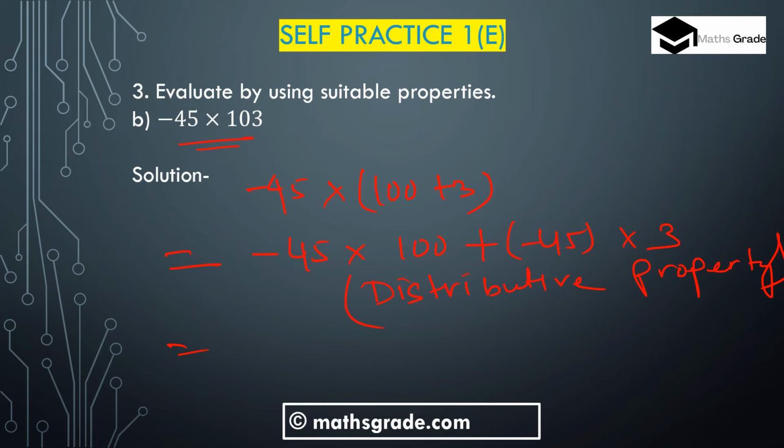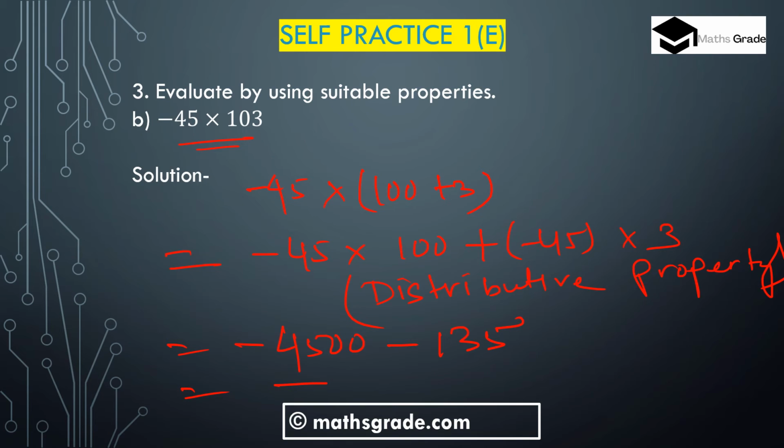Now minus 45 multiplied by 100 is minus 4500, and minus 45 multiplied by 3: 3 fours are 12 and 3 fives are 15, so that is 135.